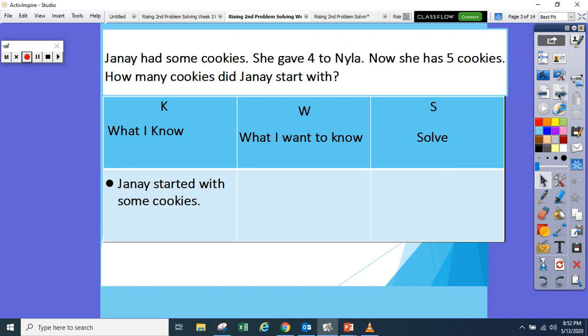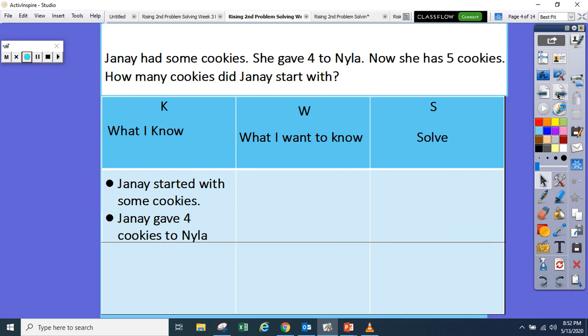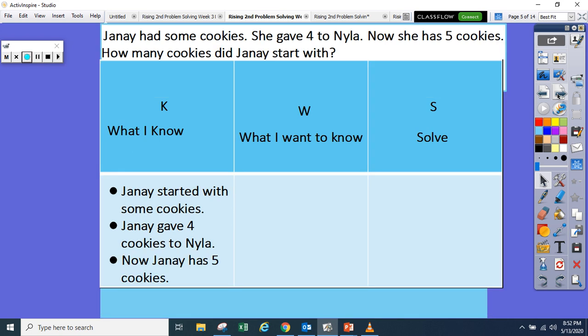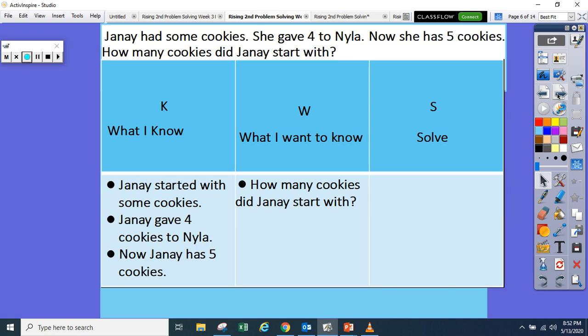So what do I know? I know that Janae started with some cookies. I also know that Janae gave 4 cookies to Nyla. I know that Janae now has 5 cookies. So what do I want to know? I want to know how many cookies must Janae have started with.